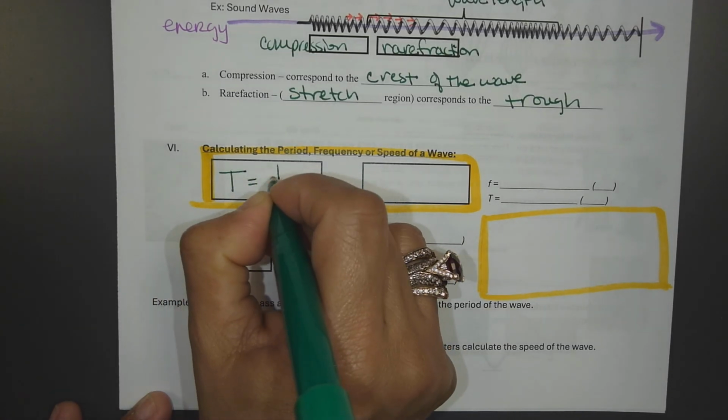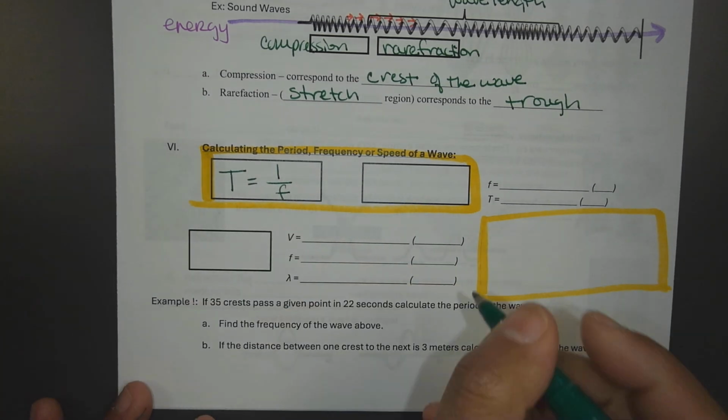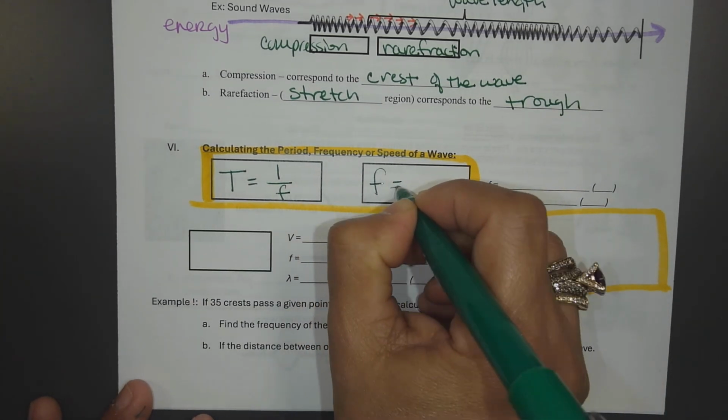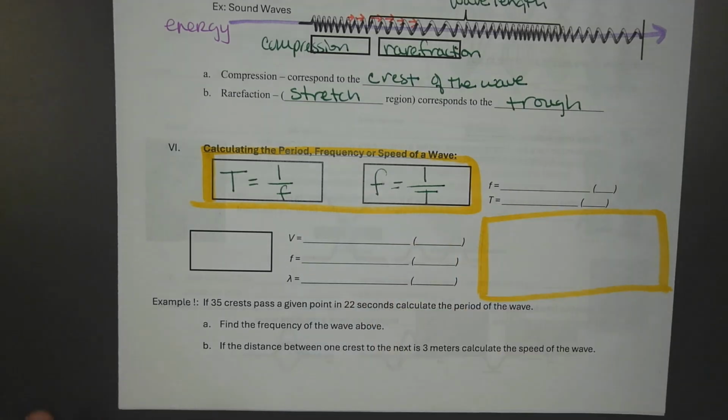Capital T equals 1 over lowercase f. Lowercase f equals 1 over capital T.